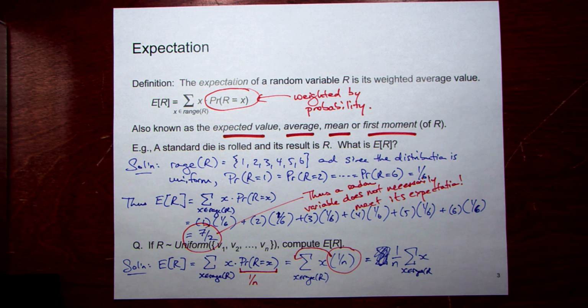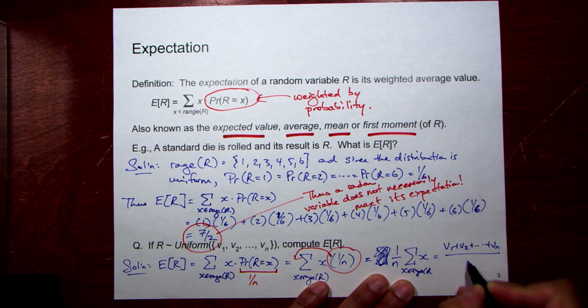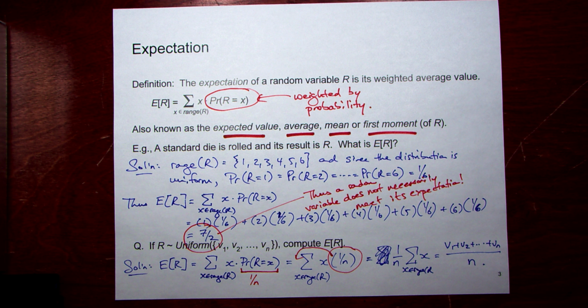And that's exactly what you expect an average to be. It's just adding up all the values: v1 plus v2 plus up to vn, divided by n. So for the uniform case, that's the classic average that you're used to. It is not really all that weighted, right? It's uniform. Everything has an equal chance. Questions so far? Very good.